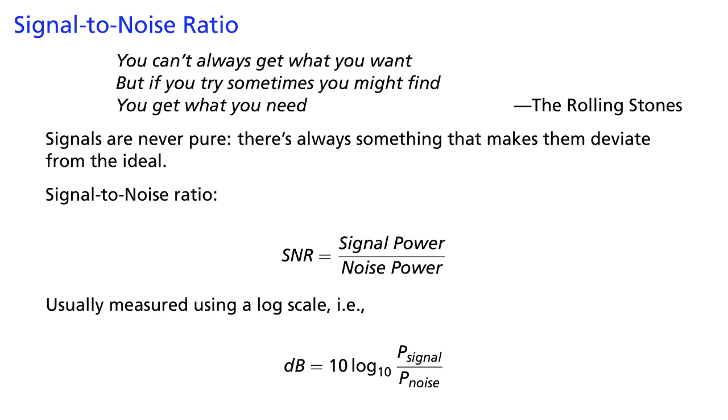Engineers speak in terms of signal-to-noise ratio, which is a ratio of powers, the signal power versus the noise power. Because of the nature of signals, this signal-to-noise ratio is usually measured in decibels. In particular, it's the ratio, log base 10, of the power of the signal to the power of the noise.